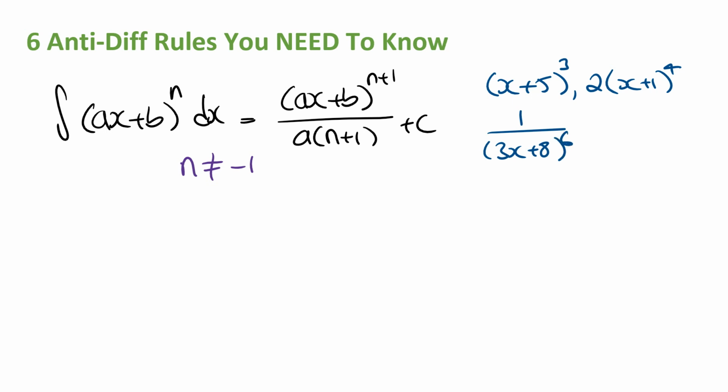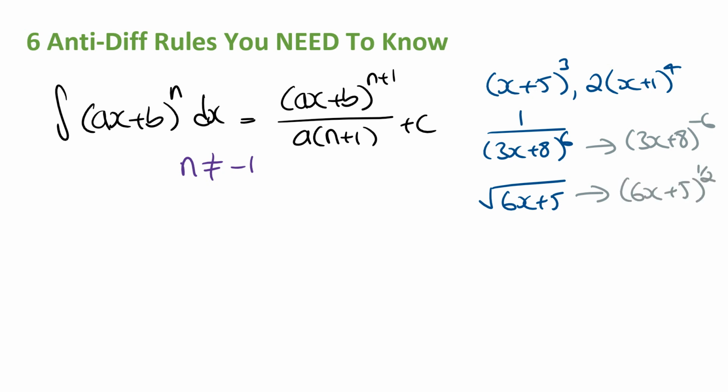In this case, we would need to change this into power form, and so we would need to write this as 3x plus 8 raised to the power of minus 6, and then apply this rule to integrate. Or if we had the square root of 6x plus 5, and again we would need to change this into power form, and so we would write this as 6x plus 5 raised to the power of a half, and then apply this rule to integrate.